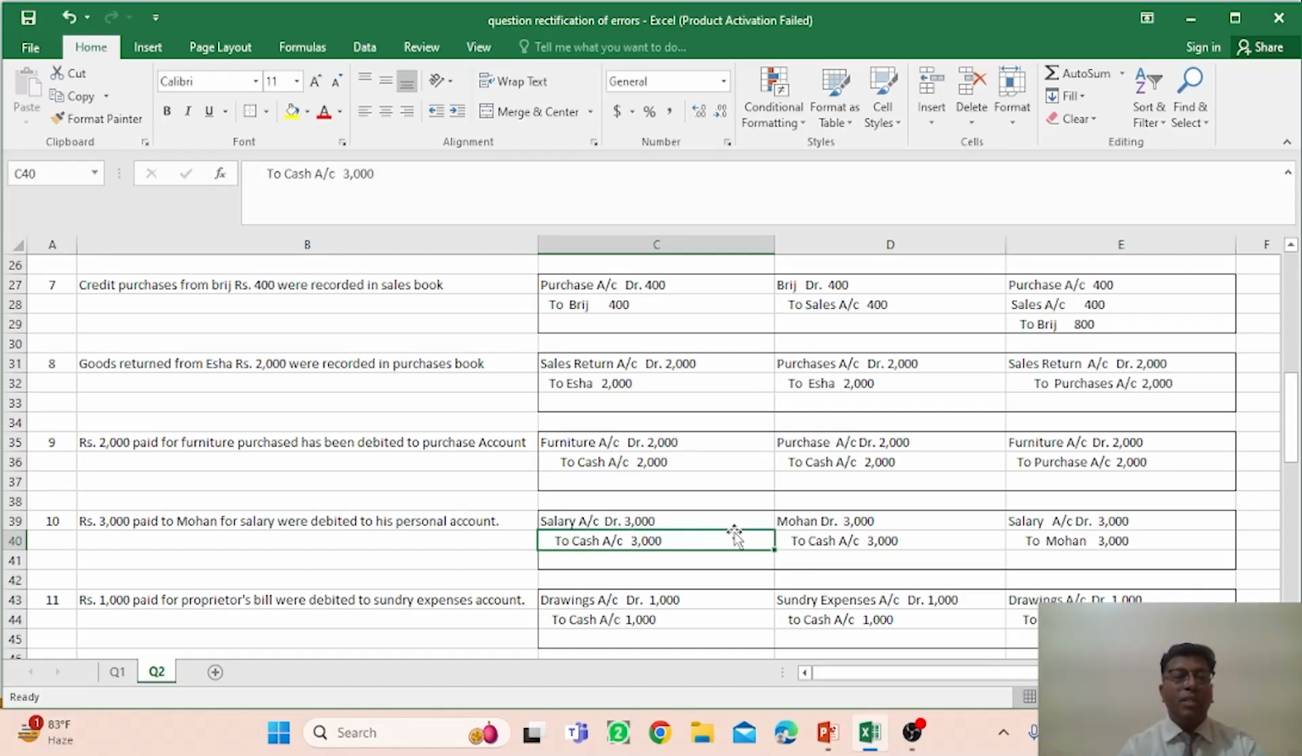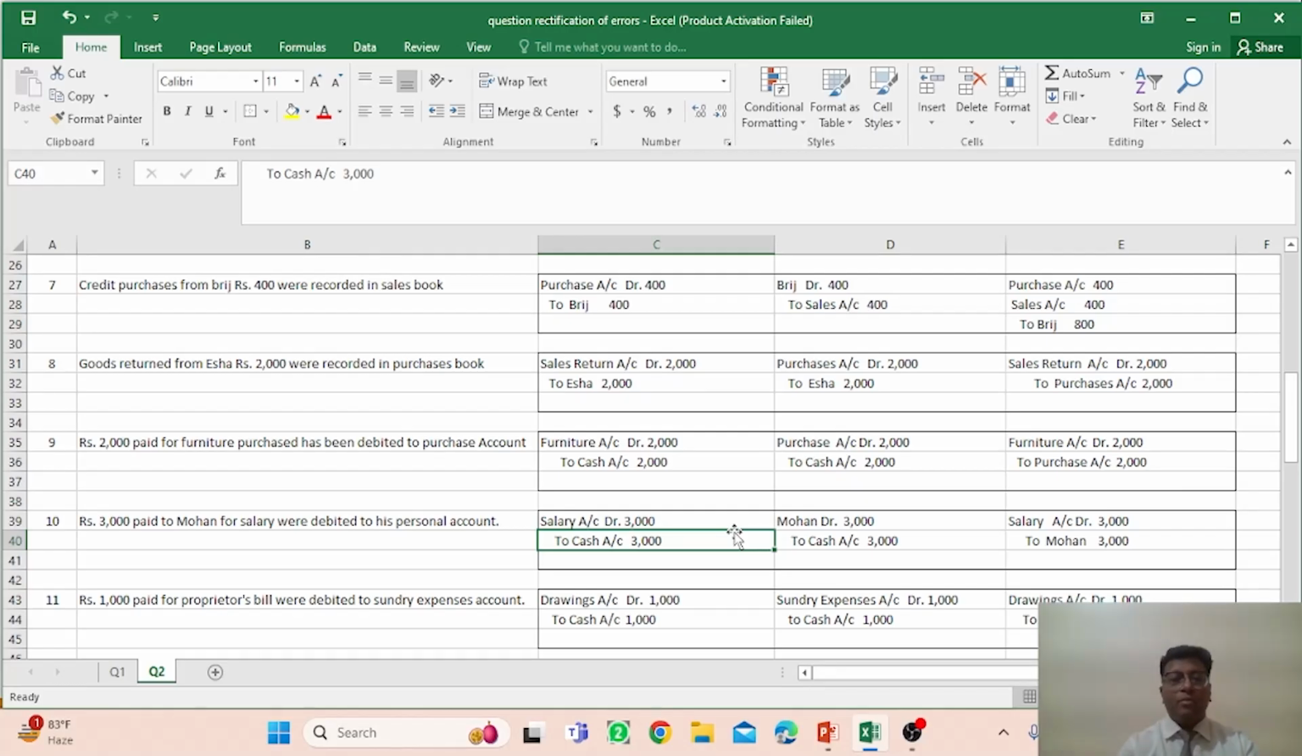But as you see, sundry expenses account was considered at the time of entering in the book, so the transaction was entered as sundry expenses account debit by 1000 and to cash account rupees 1000. So in order to correct or rectify this entry, you have to post this entry in this form, that drawings account should be debited and to sundry expenses, because sundry expenses were debited. Now the way to correct that is you have to make this account credited, right? So you have to write in the credit side of sundry expenses rupees 1000.